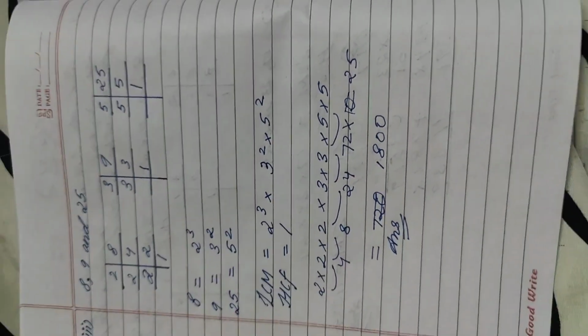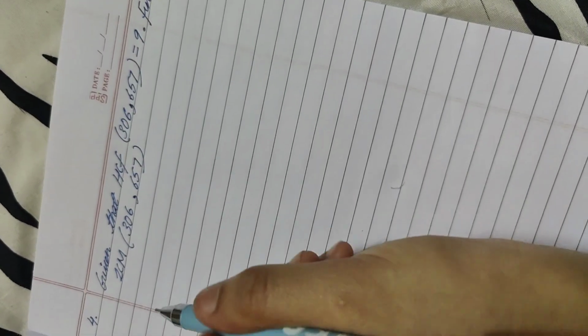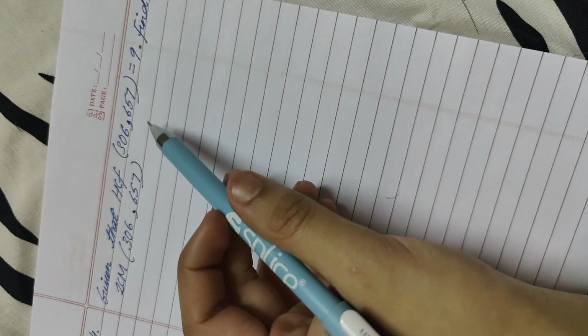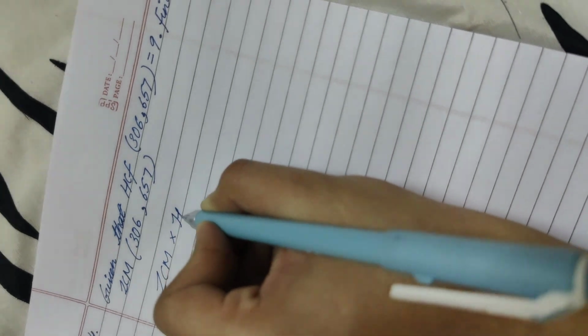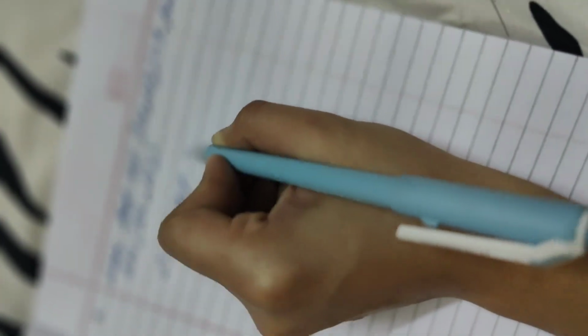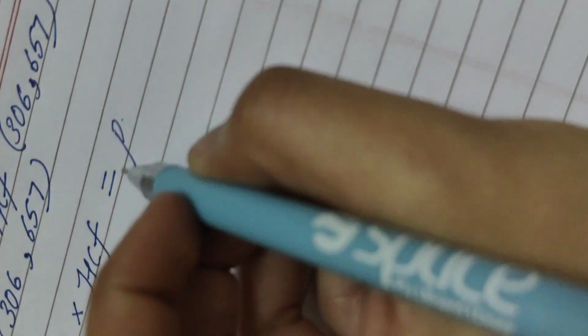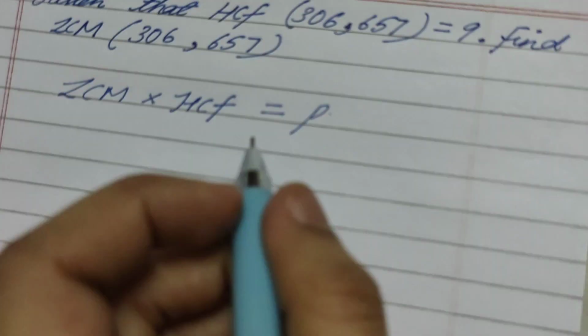So let's move to question 4. Our question is, given that HCF of 306 and 657 is 9, find LCM. There's a relationship or formula that I've already told you in my previous video: LCM into HCF is equal to A into B, or you can also write it as the product of numbers.